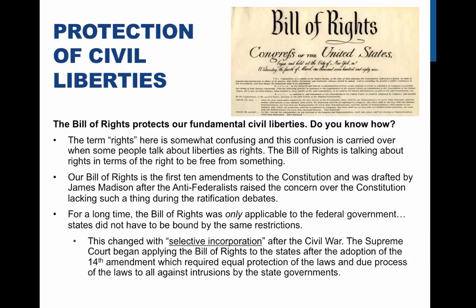And that started to implement the process of selective incorporation. And selective incorporation is where the court started applying the Bill of Rights to the states. And not all at once. Sometimes it would be search and seizure, and other times it would be freedom of speech. But selective incorporation is when the Supreme Court began applying the Bill of Rights to the states after the adoption of the 14th Amendment.